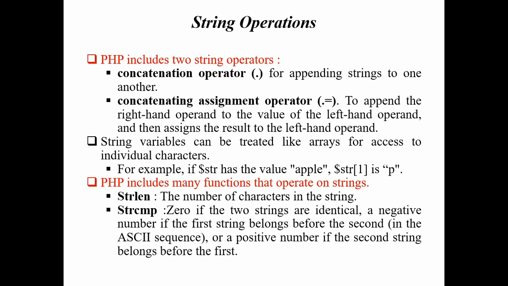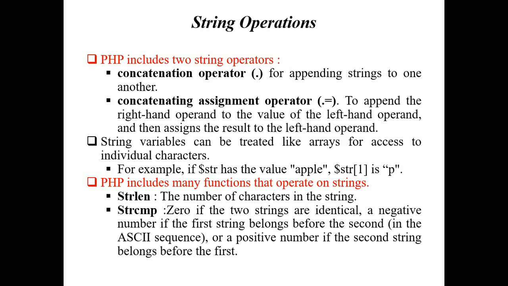So now we have string operations. PHP includes mainly two string operators. They are the concatenation operator, which is the dot operator, just for appending two different strings. And then we have the concatenating assignment operator. Here, we append the right hand operand to the value of the left hand operand and then assign the result to the left hand operand. That is what is meant by the concatenating assignment operator.